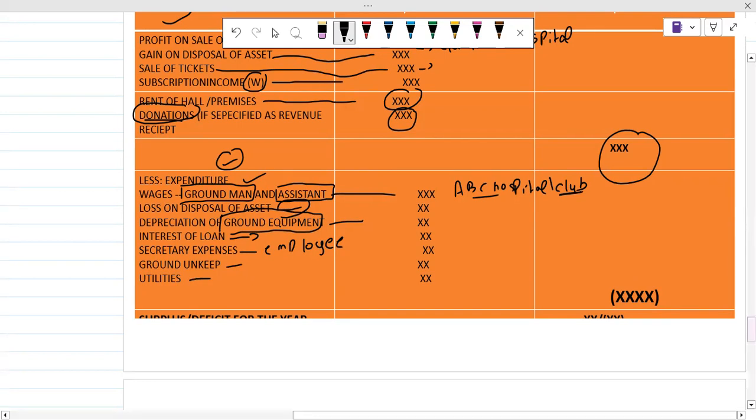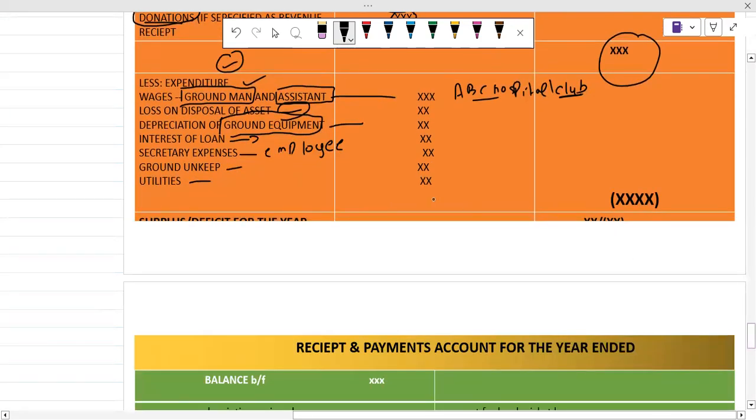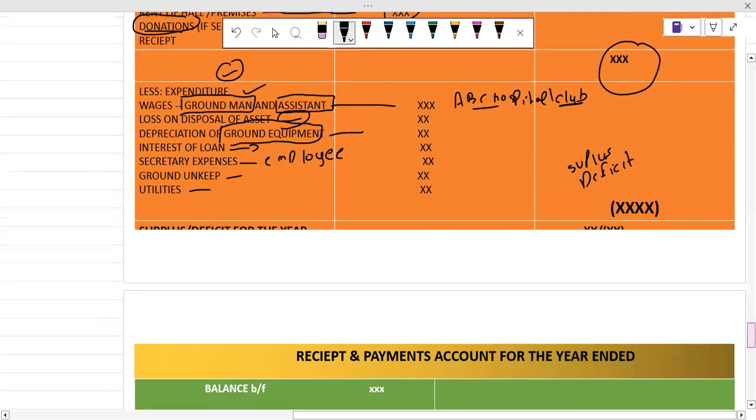So after that, if it is a positive amount, it means that we have a surplus for the year. And if it is a negative amount, it means that we have a deficit for the year. Okay, deficit for the year.